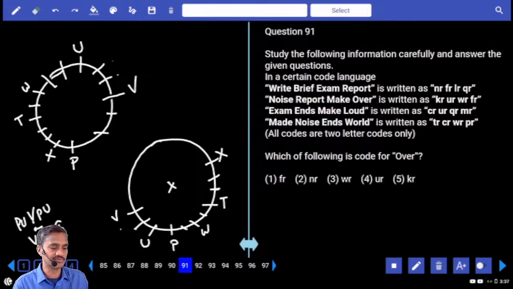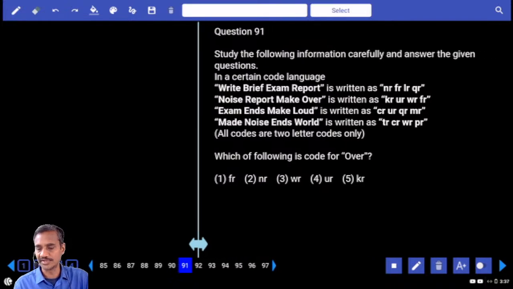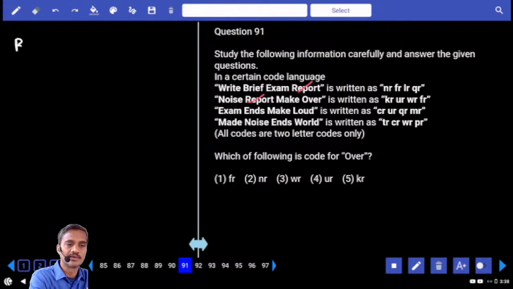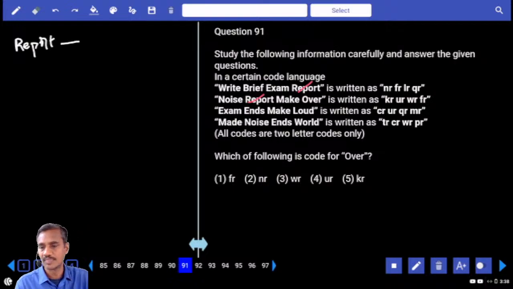The next one, 91 to 95, and they are based on coding and decoding. Now in this coding and decoding, write a brief exam report. If you compare the first and the second, tell me which word is common here. Report is the word that is common between these two, isn't it? And the code that is common between these two is FR. The code to the word report is FR.